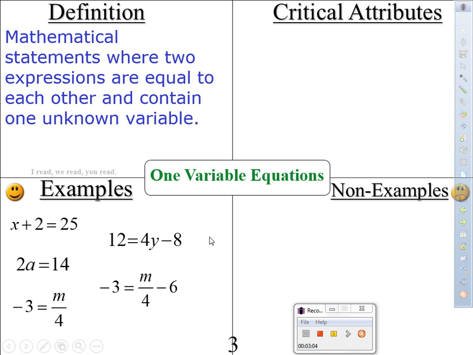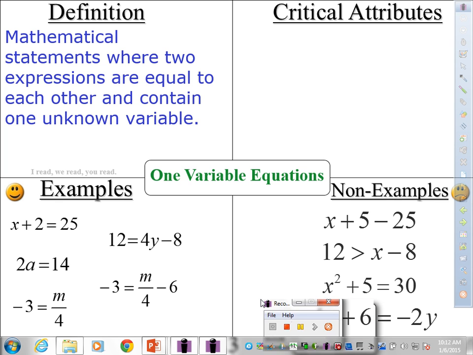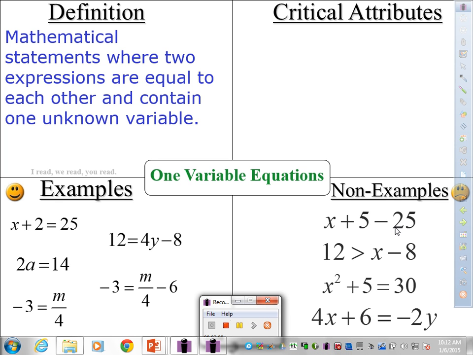Let me show you another example. Look at this one. Look at this one. Look at this one. And look at this one. As you copy those, think about why these are not one variable equations. Just think about it. Don't say it out loud, please. Keep it to yourself. Go.